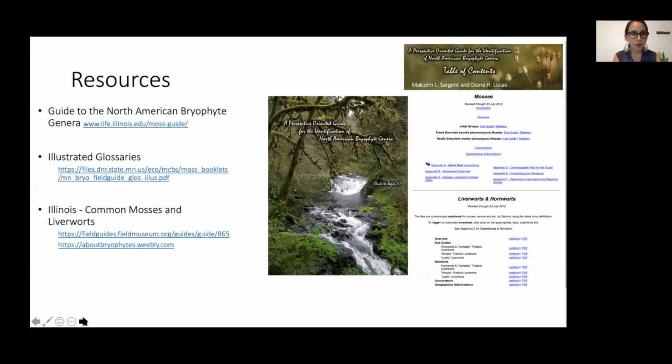For North America, there is an online guide to the genera of Bryophytes. It's that website that Serenela is going to give you the link to later. In there you can put in the characters, or what you observe, and try to figure out the species. There's also a glossary of terms for identification.